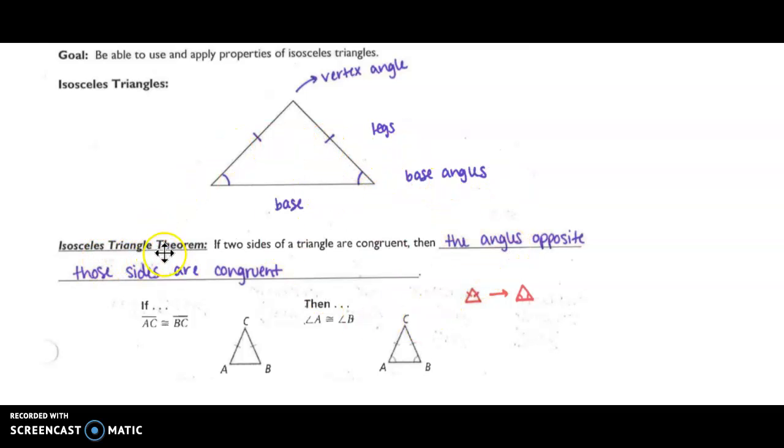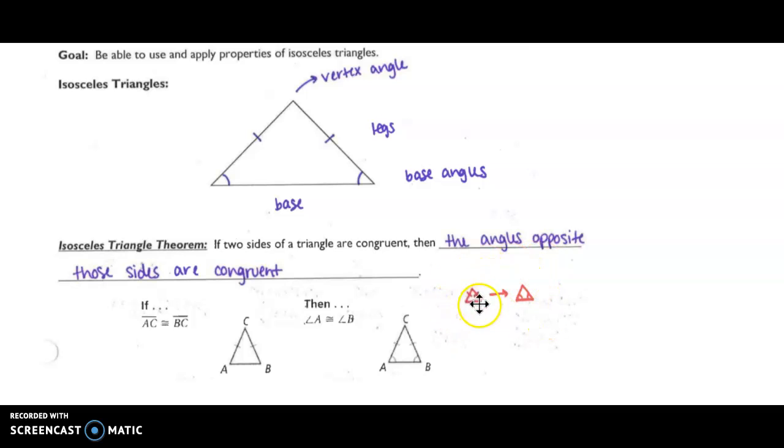But the isosceles triangle theorem, remember, isosceles means two of the legs or two of the sides are congruent. That's what isosceles means. But the theorem says if the two sides are congruent, then the base angles are congruent. And so here where I'm highlighting in red, I think this is on your proof sheet as well. This is a reason that you can put.